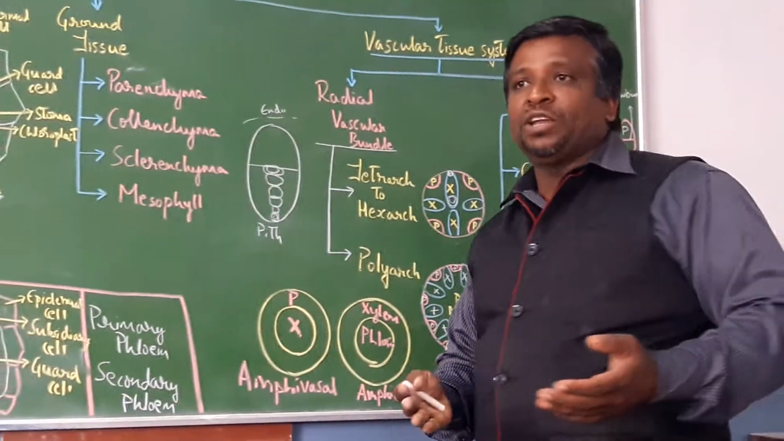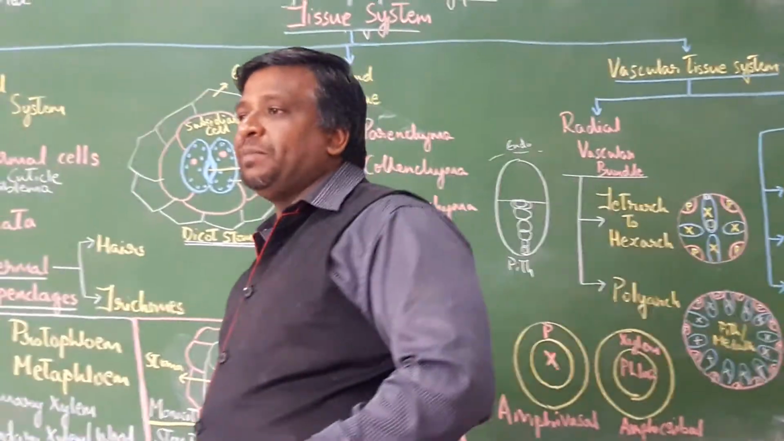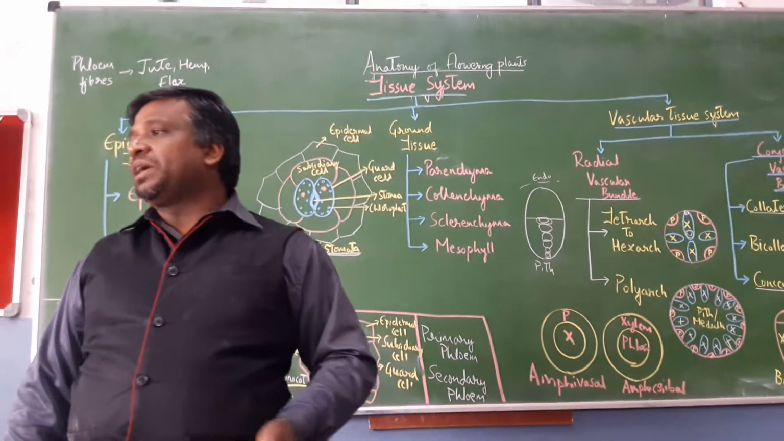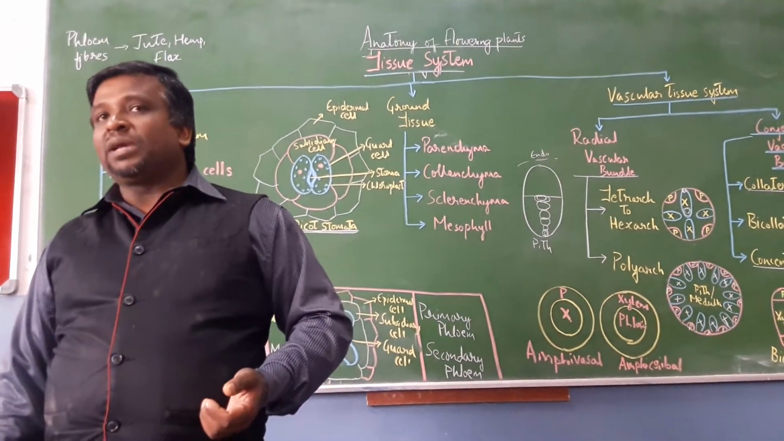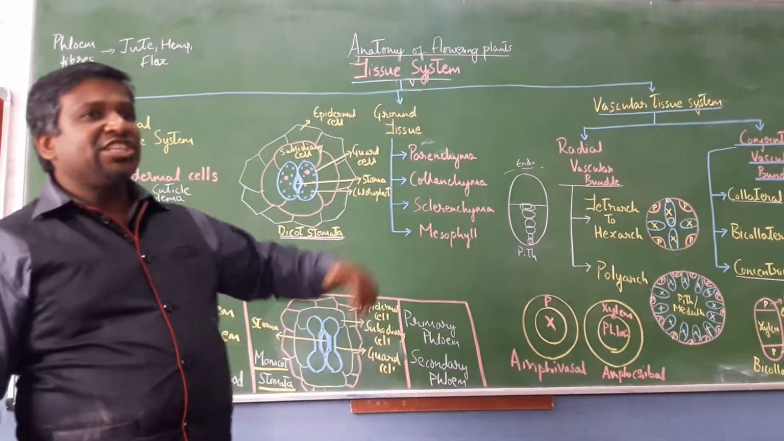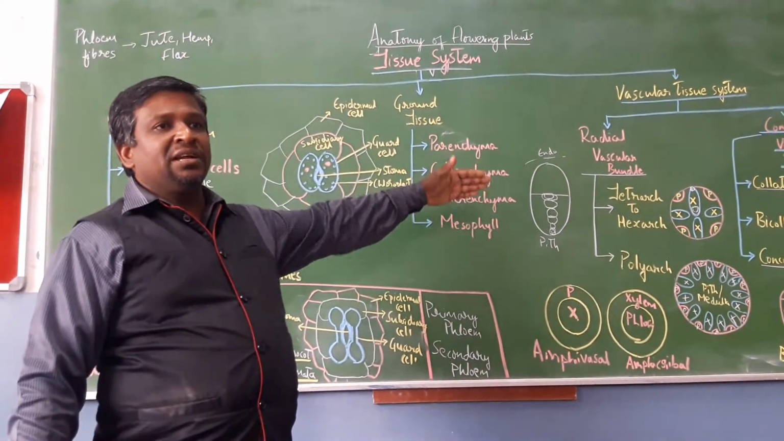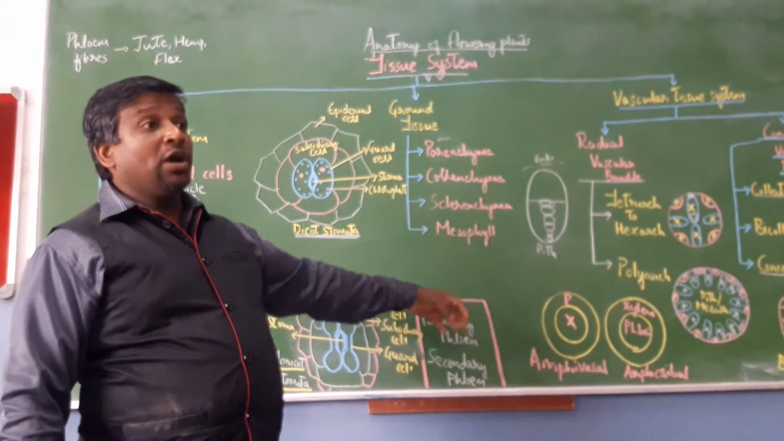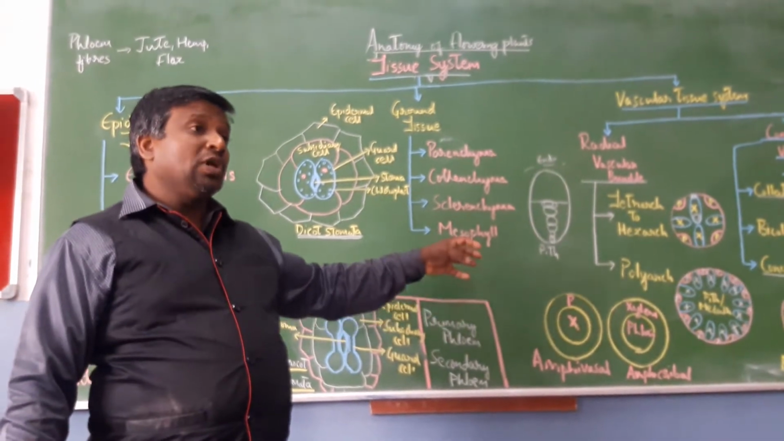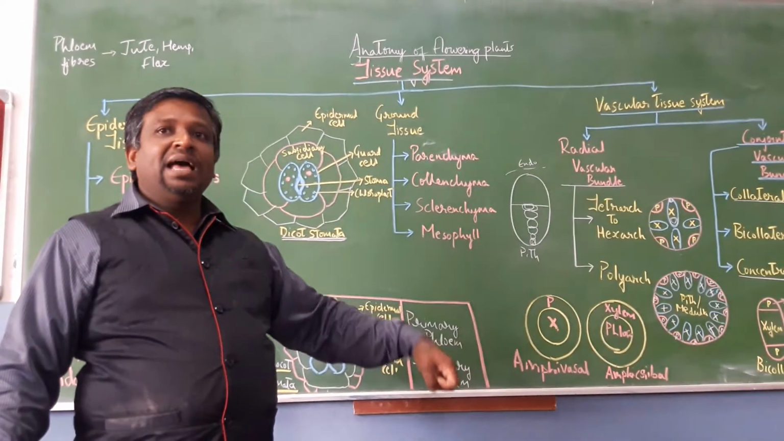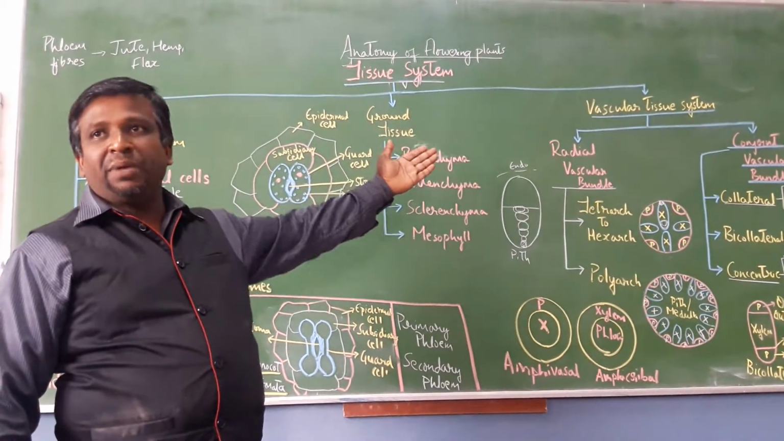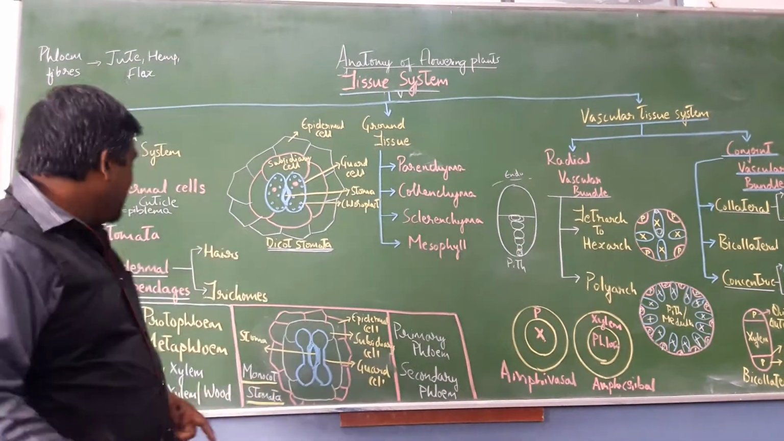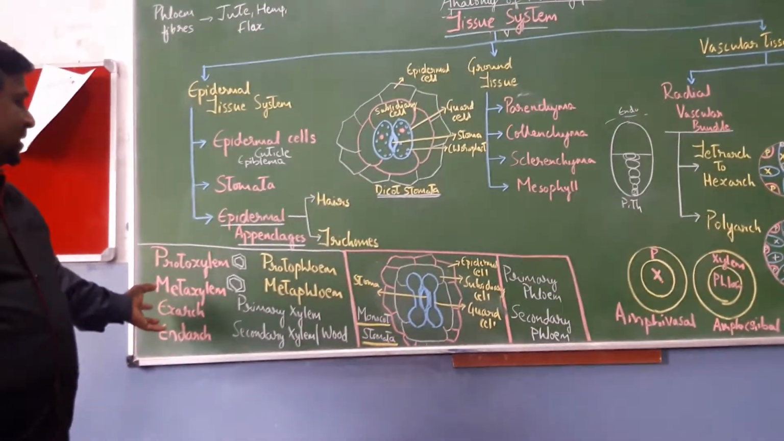So based on development of xylem, if it is centripetal type of development, we call it as exarch. If it is centrifugal type of development, we call it as endarch. Okay. So in exarch, what is external? Protoxylem is external, towards the periphery. Metaxylem is towards the pith. Okay. What is endarch? The protoxylem is towards the pith and the metaxylem is towards the periphery. So these are the conditions that you have to remember.